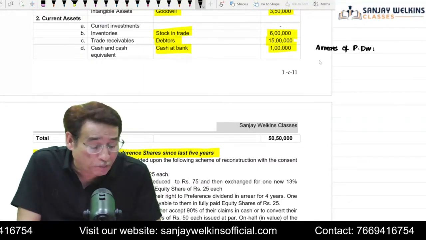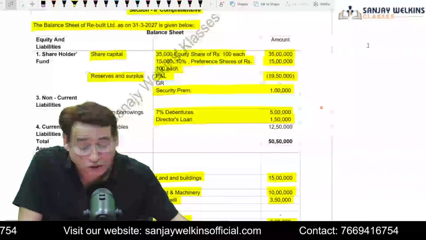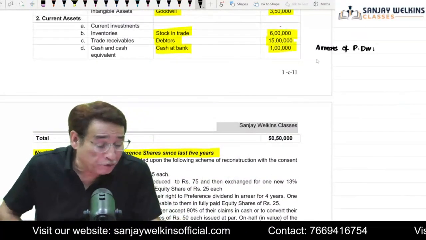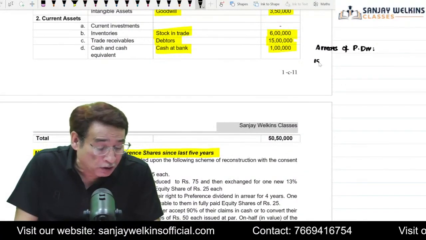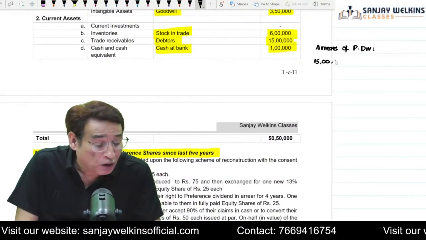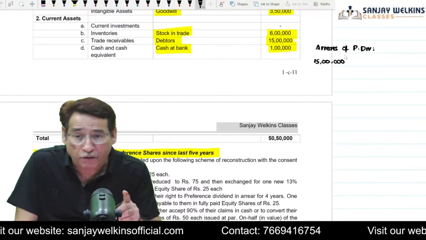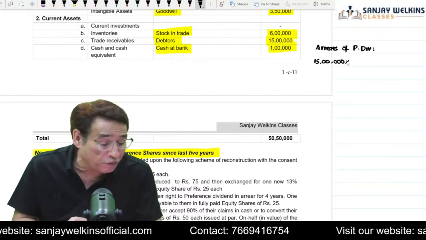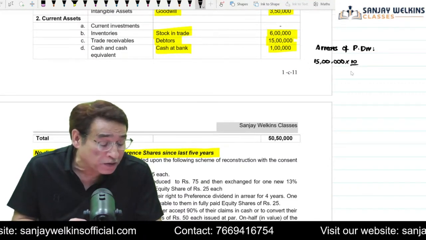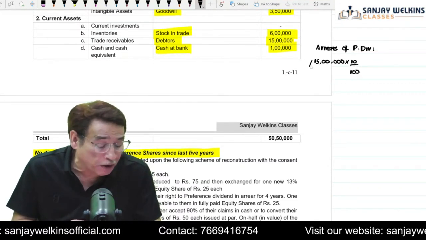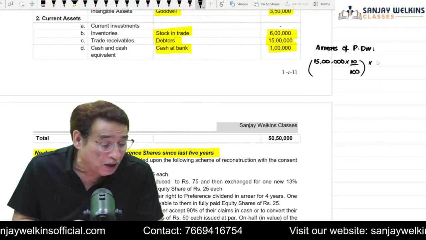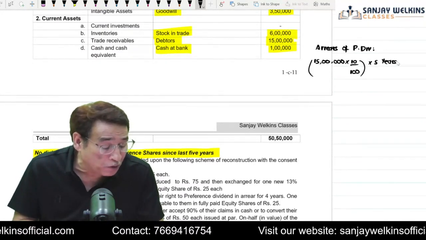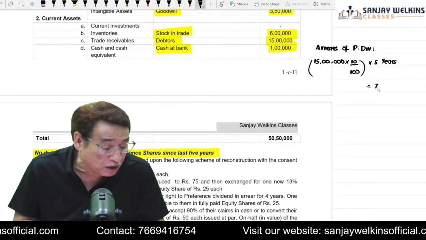Now, as far as your preference share capital is concerned, if you look into the balance sheet, we have 15 lakh worth of preference share capital, correct? So 15 lakh. Always compute arrears of dividend as per the original capital which is given in the balance sheet. Now 15 lakh, rate of dividend is 10%, correct? So 1 year's dividend will be equal to 1,50,000, and preference dividend is in arrears for the last 5 years. So you are going to multiply it by 5 to get 7,50,000.